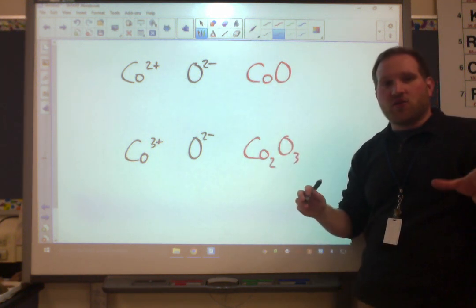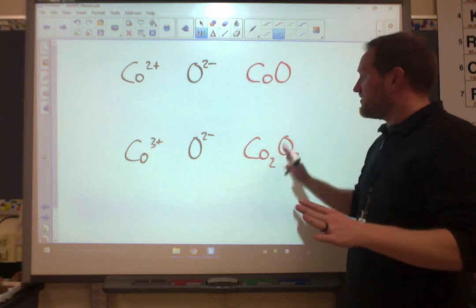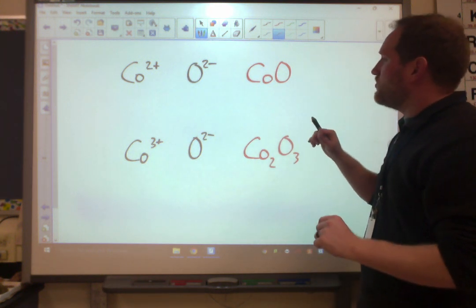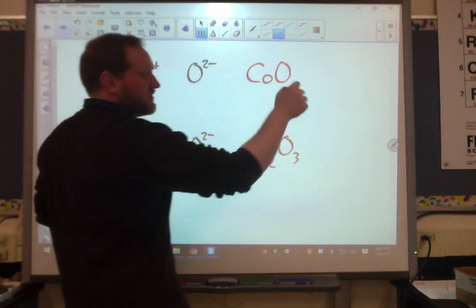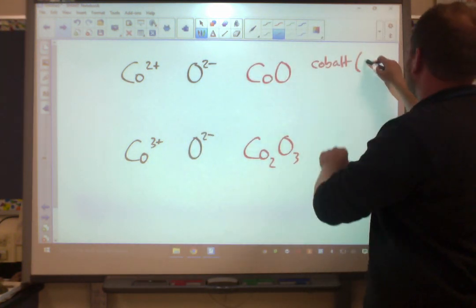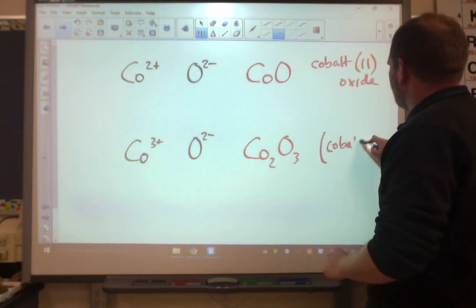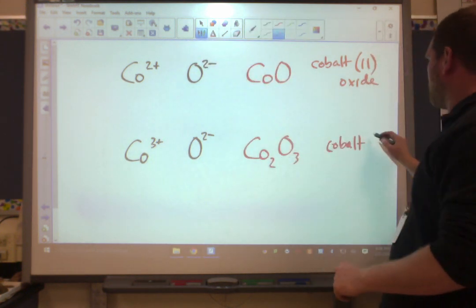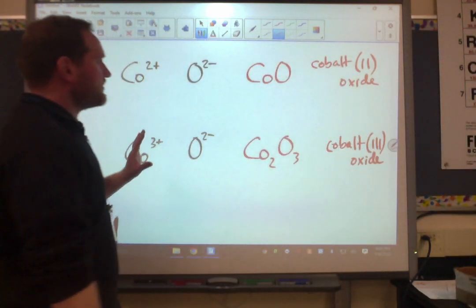Notice that whole thing about the number of things attached to it doesn't work now. So it's not the number of things attached to it. It's the charge of the metal. Okay? So when it comes to writing the formula for these, it's very simple. Like if I'm going to backtrack from here, actually let me write these out and we'll backtrack from here. Cobalt 2 oxide and cobalt, I don't need parentheses there, whoops. Cobalt 3 oxide.